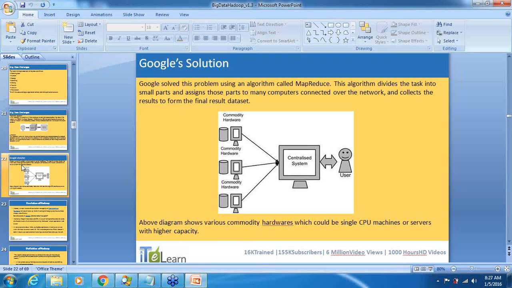Now the biggest problem is how we are going to store the data and how we are going to process it. For that, we need a distributed processing system, a centralized system which would help us with all this. But if you take the traditional existing distributed processing systems, there's a huge licensing cost, and a huge infrastructure needs to be in place to set up such a processing system.